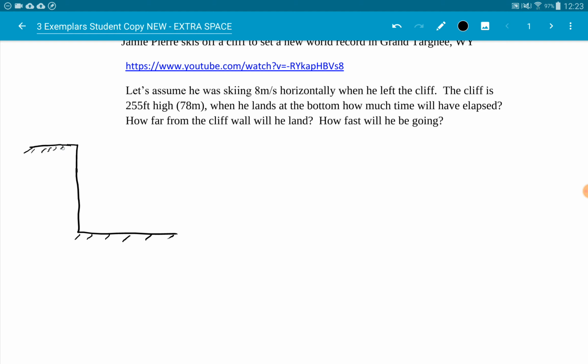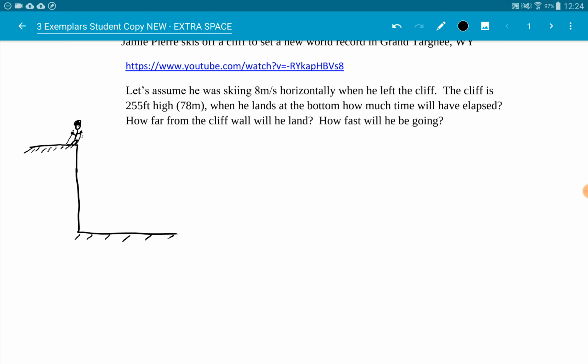Now, I usually draw idealized situations, so I recognize the cliff wasn't perfectly flat on the top, but we're doing this just so we can understand and see things. He's got little poles there. I don't know, does he have poles in there? I gotta watch that video again. And a little helmet here. Okay. So he's gonna ski off. I'm gonna draw his path there.